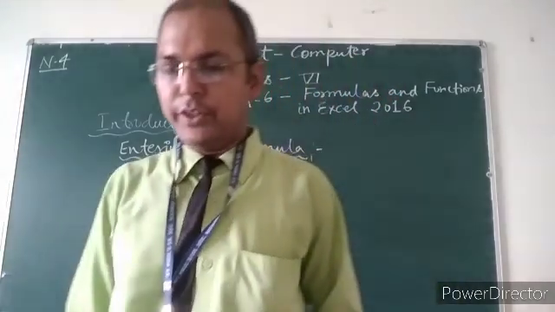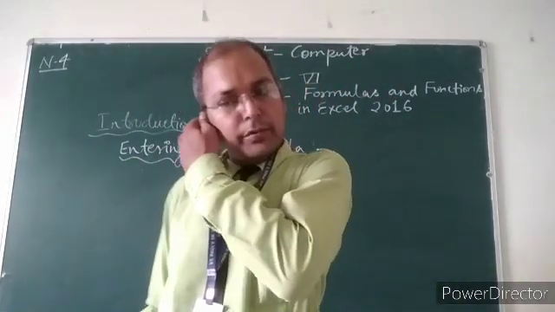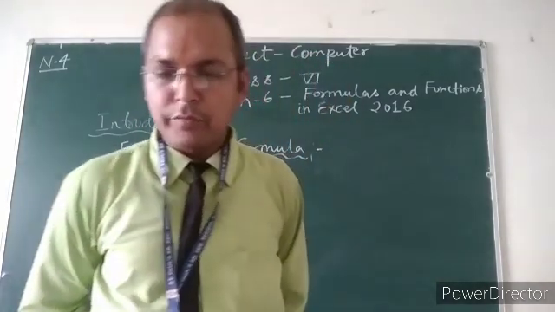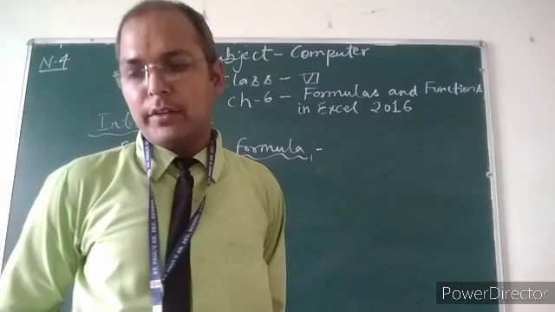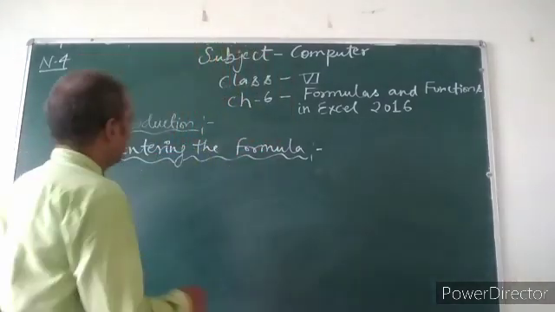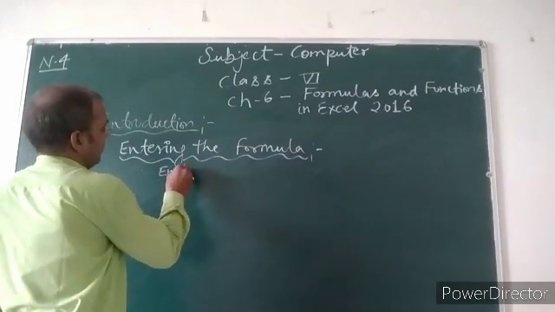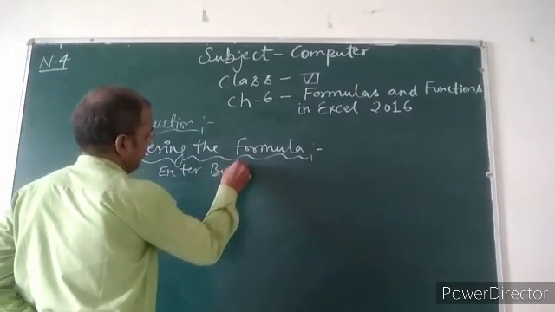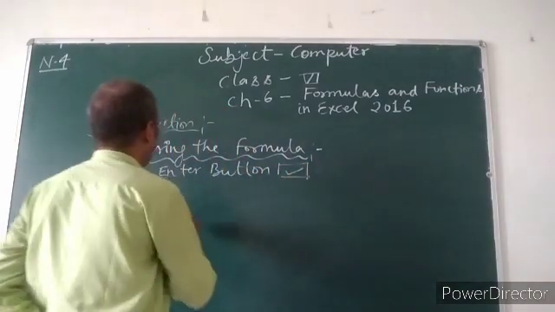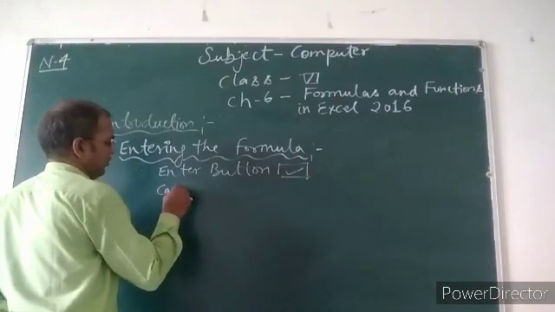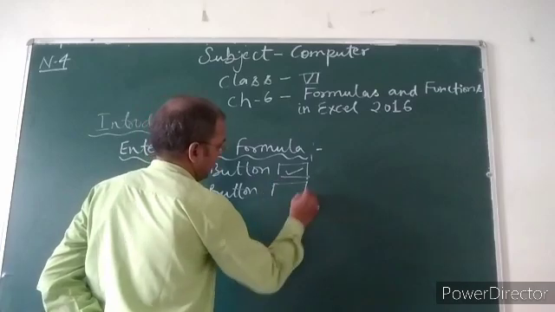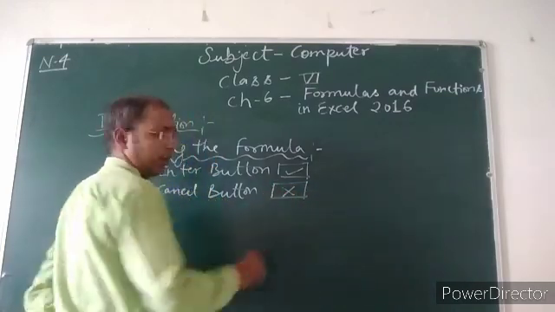In an Excel worksheet, you can type a formula either in the formula bar or in the cells. When you type a formula in the cell, the formula bar consists of two buttons, namely the enter button and the cancel button.